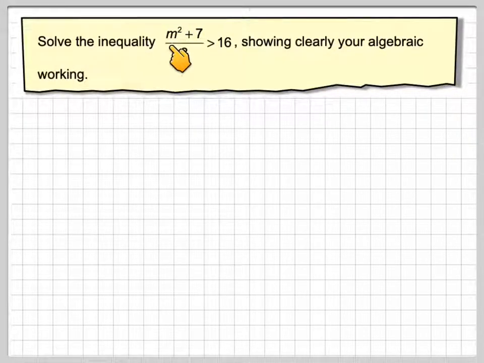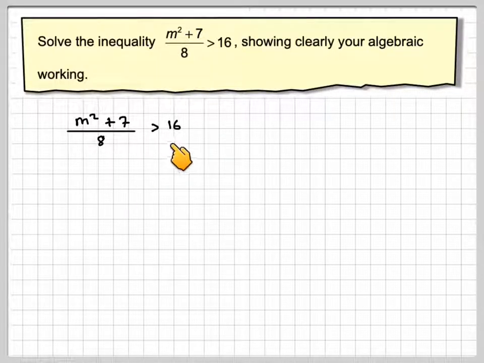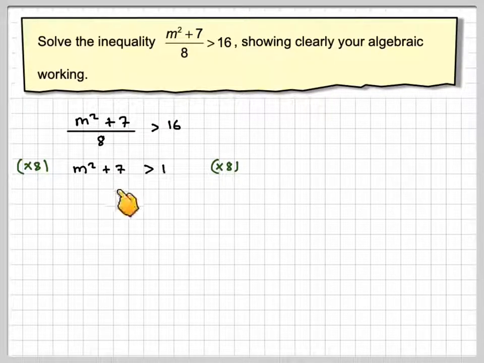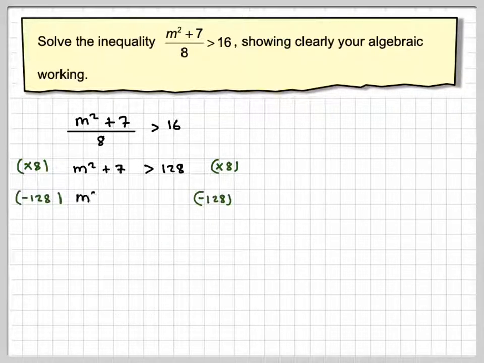Solve the inequality m squared plus 7 over 8 is greater than 16, showing clearly your algebra working. So we've got m squared plus 7 over 8 is greater than 16. If you times both sides by 8, you're going to get m squared plus 7 is greater than 128. If we now subtract 128 from both sides, we need to find where m squared minus 121 is greater than 0.